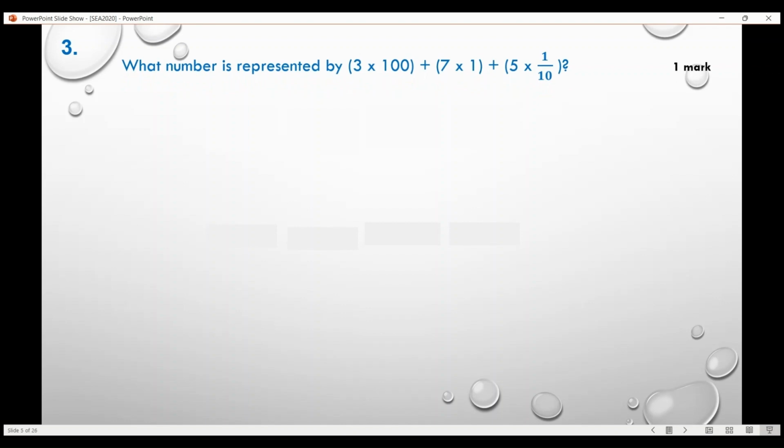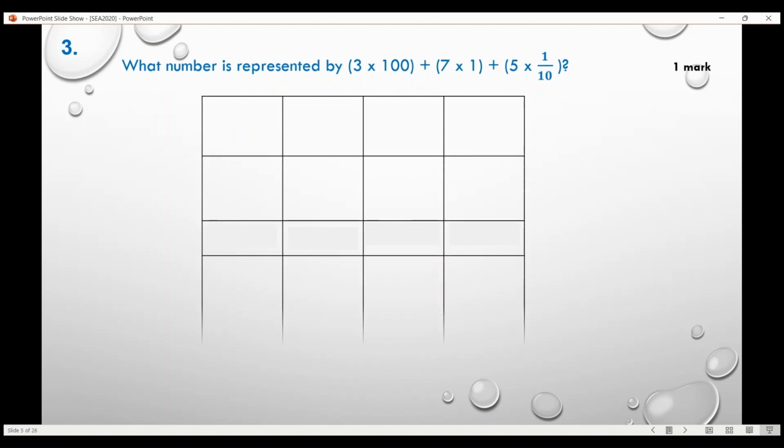Let's go on now to number 3. What number is represented by 3 times 100 plus 7 times 1 plus 5 times 1/10? And of course, some students can easily write it. And we just want to recap how it works.